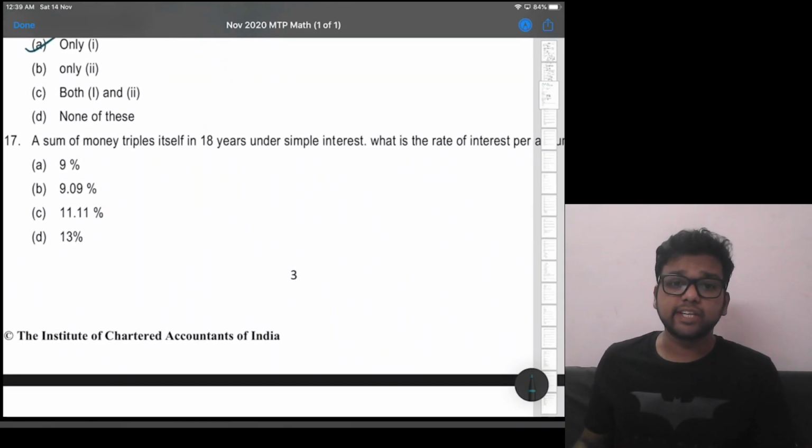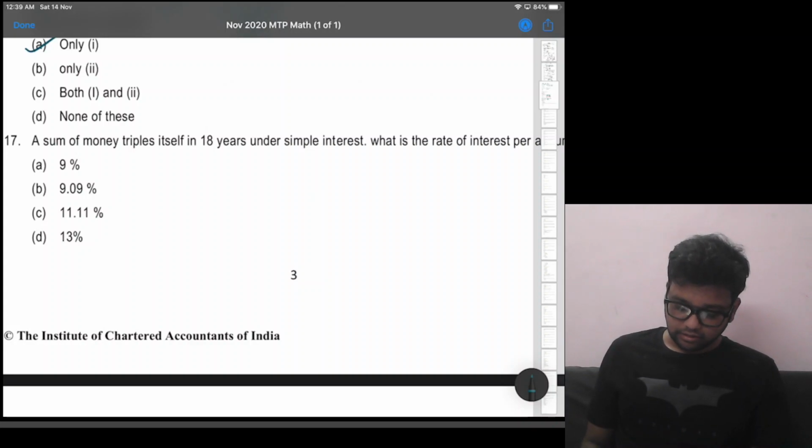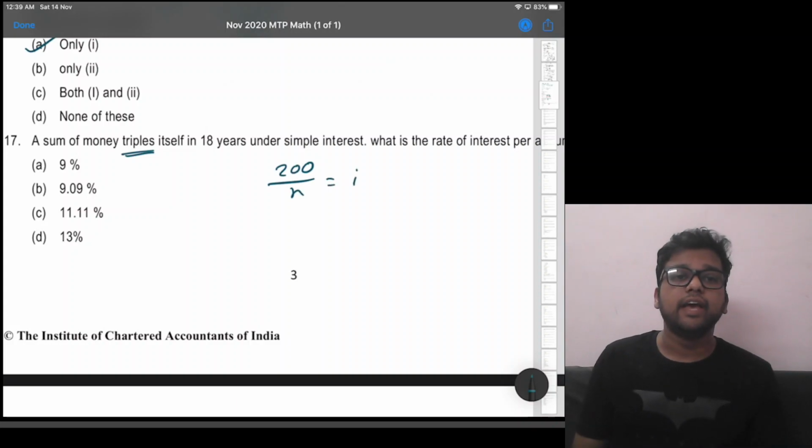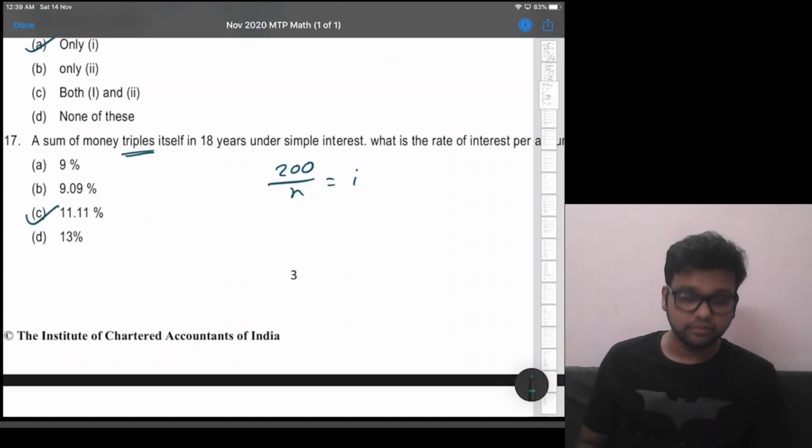Now, as I have already explained in one of the live lectures, if it triples itself, you can just do 200 by n to get the interest rate. n is 18 years, so 200 by 18 is how much? 11.111. That is the answer.